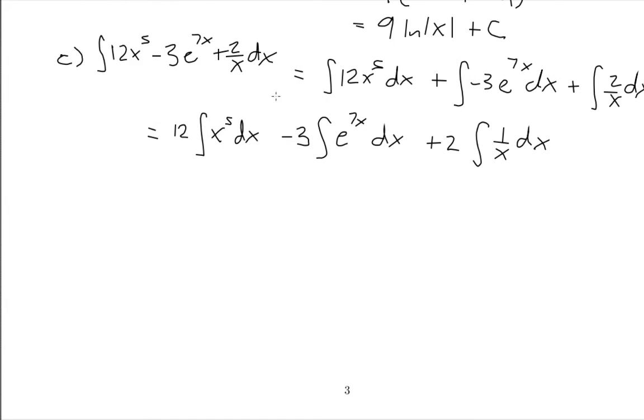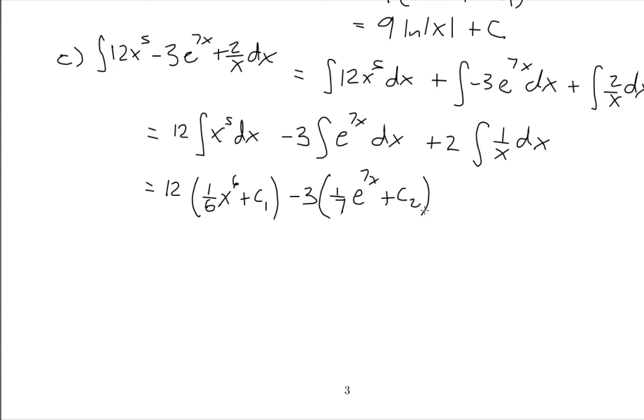Now I'm in a position where I have formulas for each of these indefinite integrals, so I'm going to use them now. This becomes 12 times 1/6 x to the power of 6 plus a constant. I'll call that constant c1. We write the constant out front of the indefinite integral. If I use the formula for this indefinite integral, I get 1/7 e to the power of 7x plus another constant, I'll call it c2. And then I have plus 2 times the indefinite integral of 1 over x, which is ln of the absolute value of x plus another constant I'll call c3.